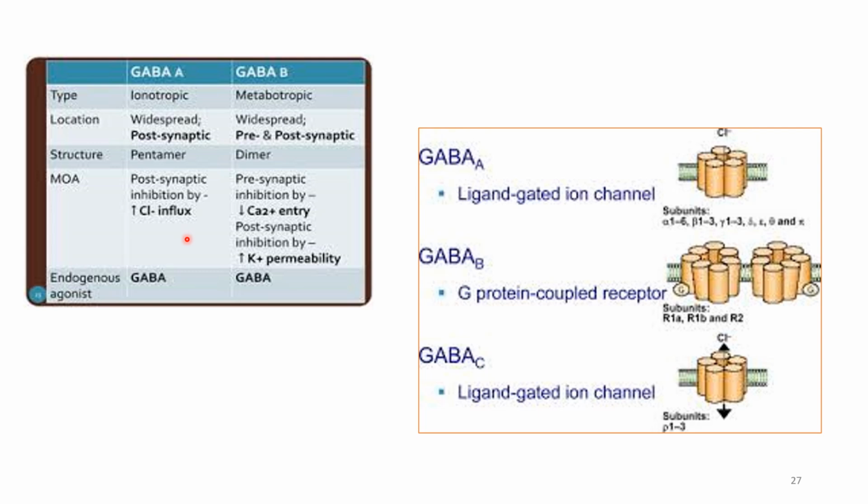So the neurotransmitter GABA is released from the presynaptic nerve and acts on the postsynaptic nerve terminal, leading to an increase in chloride influx. So there will be no excitation. And GABA B, presynaptically, will cause decreased calcium entry, and postsynaptically it will cause increased potassium permeability. So the endogenous agonist is GABA.